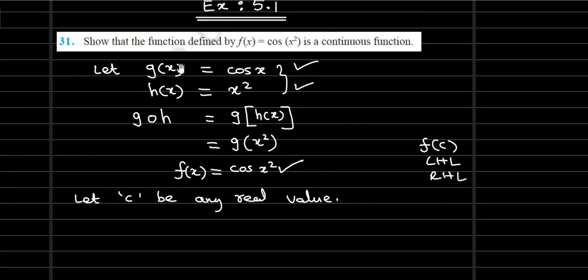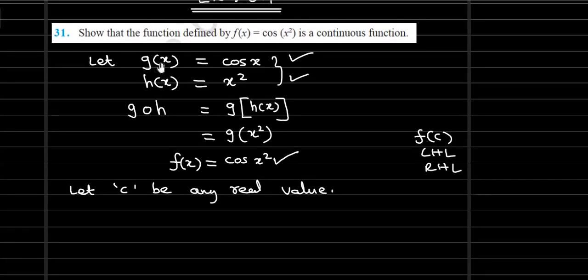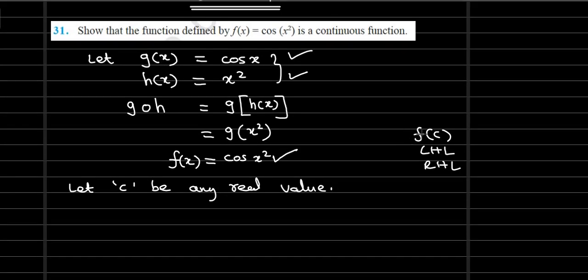Here the function we are assigning is g of x only. First we are going to prove it is continuous, so we need g of c, left hand limit, and right hand limit. All three things we have to find out. Now let c be any real value we have taken, right? Now what is g of c? g of x is cos x. If the input is c, then this will change to cos c. So first we found the g of c value.